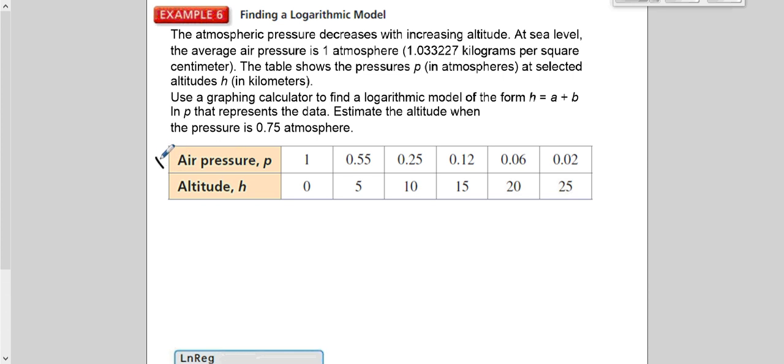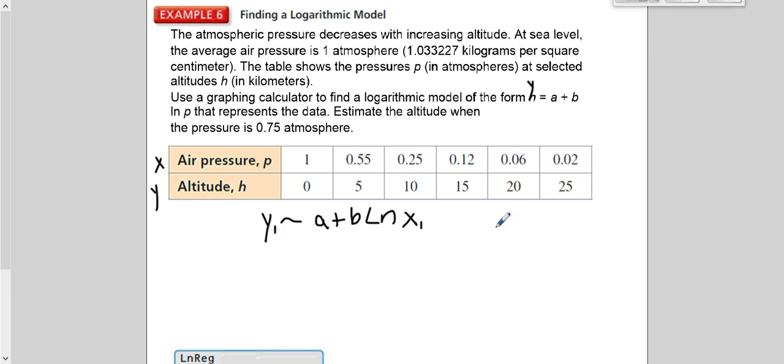So it comes down to, for X and Y, we have P and H. We're just going to use X and Y on Desmos. So for this equation, we're going to have Y equals, and we'll actually do Y1 is approximately equal to A plus B times natural log of X. And we need a 1. Okay, so that's the equation we're going to put in with this table.